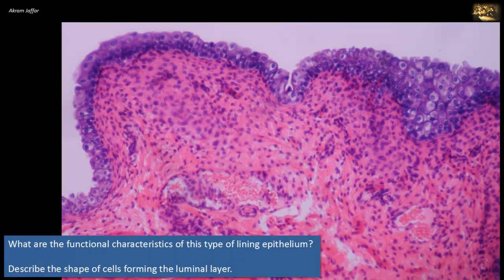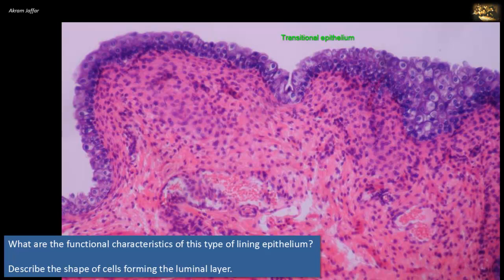What are the functional characteristics of this type of lining epithelium? Describe the shape of cells forming the luminal layer. This is a transitional epithelium. It is a stratified epithelium that begins in the minor calyces as 2 cell layers and increases to as many as 6 or more layers in an empty bladder like this one.